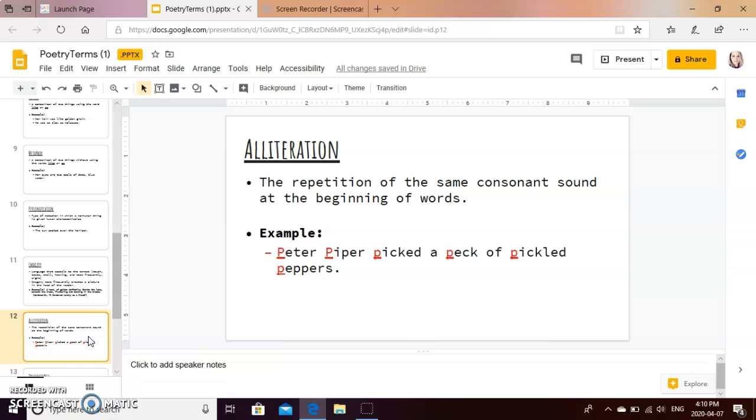Alliteration is just the repetition of the same consonant sound at the beginning of words. When we were younger, you probably saw this a lot with tongue twisters. Most times in tongue twisters, all the words used contain the same first letter. So that's kind of what alliteration is. Tongue twisters all contain alliteration, and you will see it in poems as well. So for example, I have here, Peter Piper picked a peck of pickled peppers. Most of those words start with the letter P. So that is an example of alliteration.